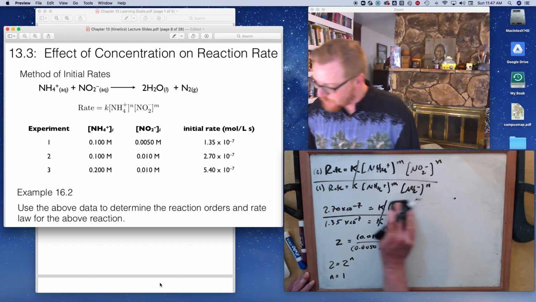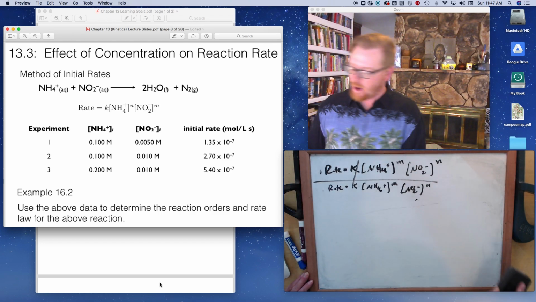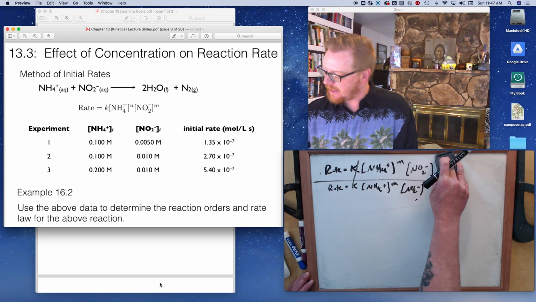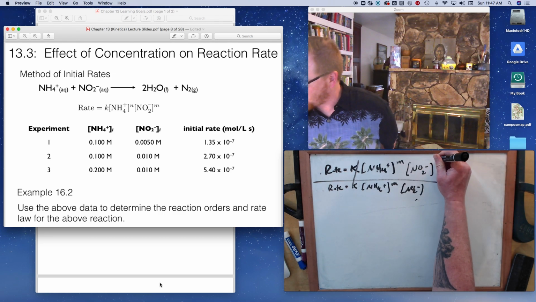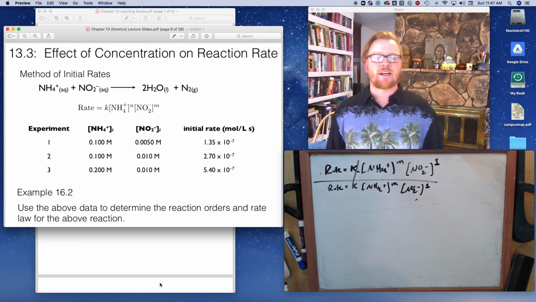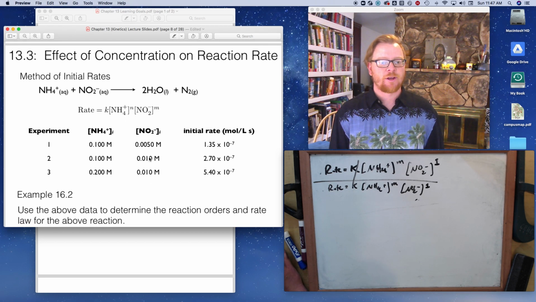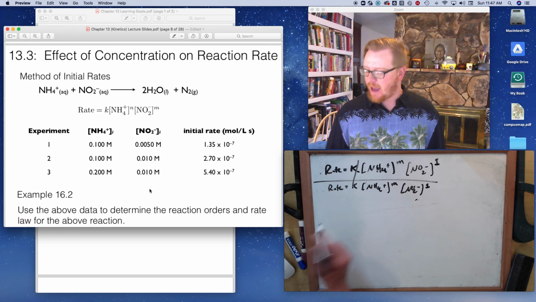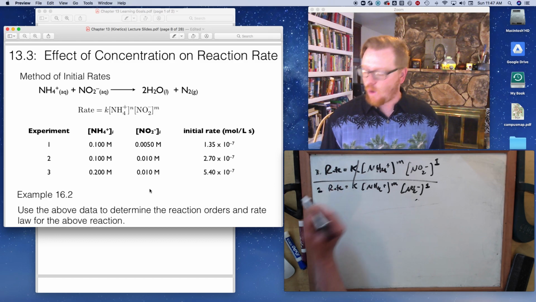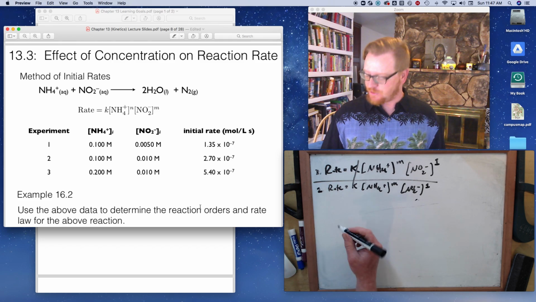Okay. So again, I'm going to erase this. And we've done 2 over 1. And that allowed us to get that the nitrite is raised to the first power. So now I want to compare experiments where nitrite doesn't change. And that's experiments 3 and 2. You can see in 3 and 2 it doesn't change. And I'm going to do 3 over 2 so that I get a whole number. So I can do 5.4 divided by 2.7 instead of the other way around. I think it's easier to have whole numbers instead of fractions.